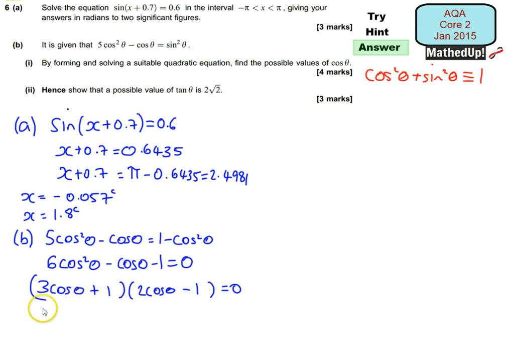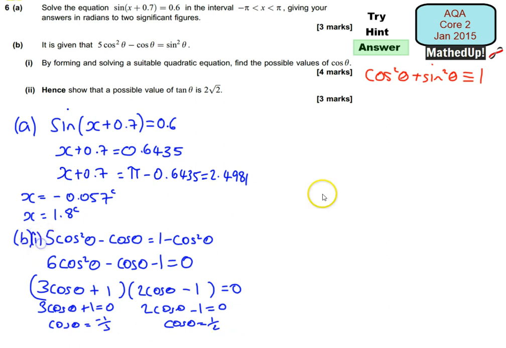So that means that 3 cos theta plus 1 is equal to 0, which means that cos theta is going to be equal to negative 1/3, or 2 cos theta take away 1 is equal to 0, in which case cos theta is equal to 1/2. Okay, so these are the possible values of cos theta, a negative 1/3 or 1/2. So that's the first part of B.